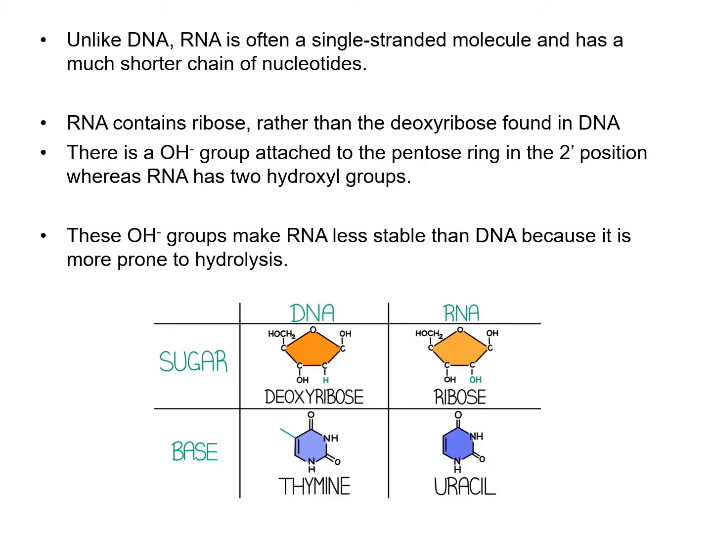Unlike DNA, RNA is often a single-stranded molecule and has a much shorter chain of nucleotides. Again, it sacrifices some of the stability as well as length, but it's only for the expression of certain genes to produce those particular responding proteins. And we already talked about the different types of pentose, and also the hydroxyl group that has different positions. This hydroxyl group makes the RNA less stable than DNA because it is more prone to hydrolysis.